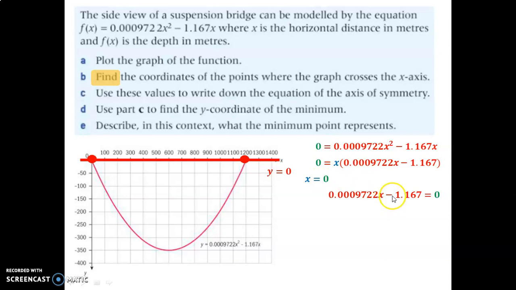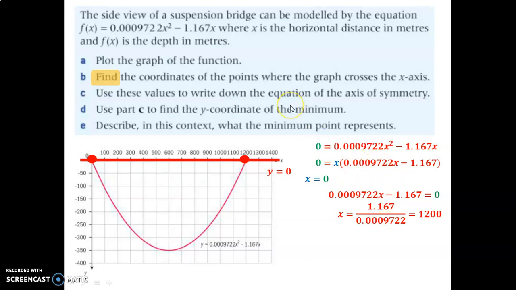This one we can solve by adding 1.167 and then dividing by this decimal here, and when you divide it, it becomes 1200. So notice we have found these two x-intercepts, 0 and 1200. These match what we see on the graph, and we began by making the y equal to 0 and factoring. Very important process here. Make sure you understand what happened there.